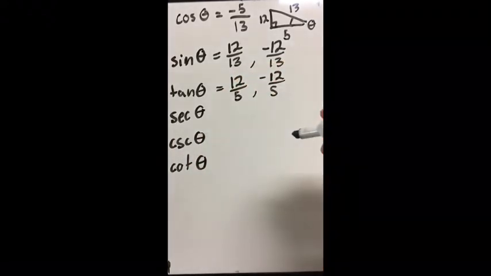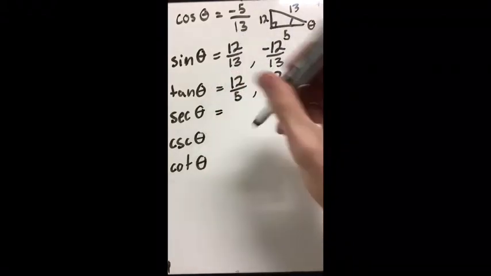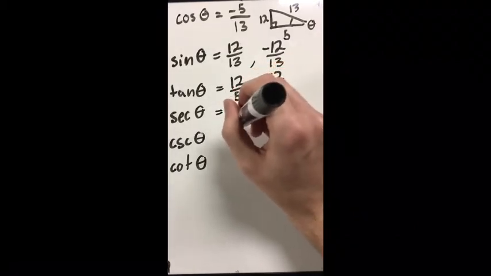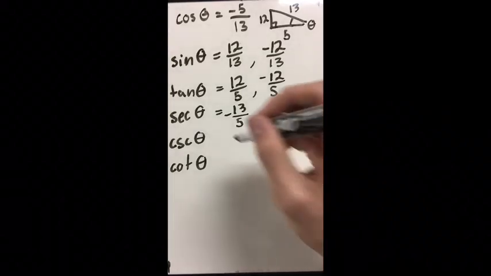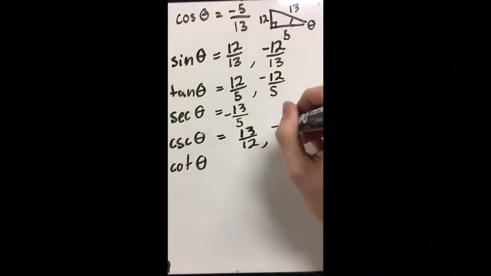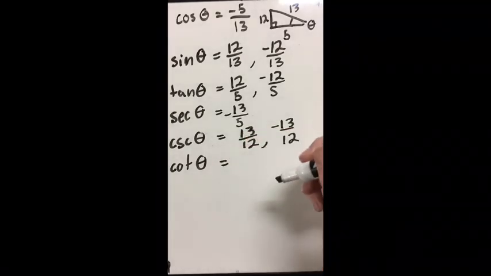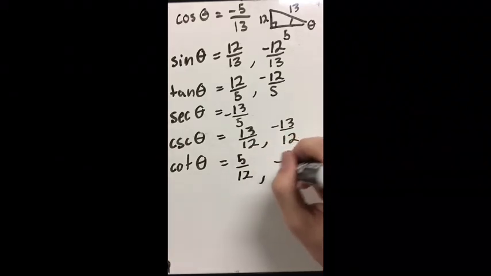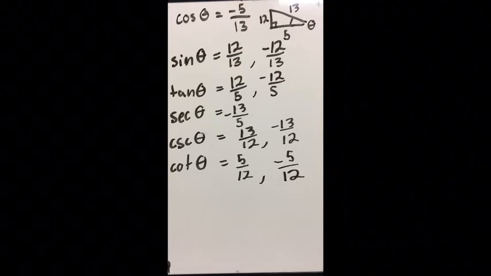The first, secant, is the reciprocal of cosine, meaning we can just take the reciprocal of cos of theta, which we already have. So negative 13 over 5. Cosecant is the reciprocal of sine, so 13 over 12, or negative 13 over 12. And cotan is the reciprocal of tan, so 5 over 12, or negative 5 over 12. And that is all of our trigonometric ratios for theta.